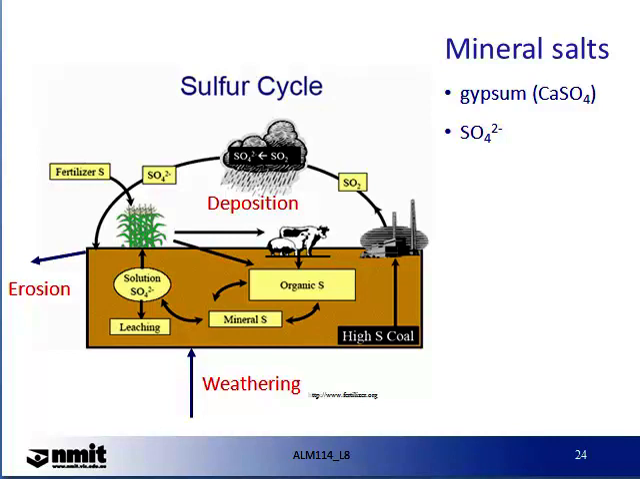Residues with carbon to sulfur ratios higher than 400 to 1 will result in net immobilization of sulfur from the soil, while carbon to sulfur ratios lower than 200 to 1 result in net mineralization of soil sulfur. This was reported by Frenry in 1986. Between ratios of 200 to 1 and 400 to 1, a combination of the two processes may occur.